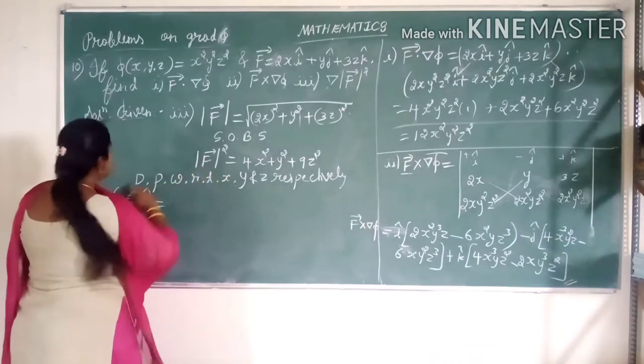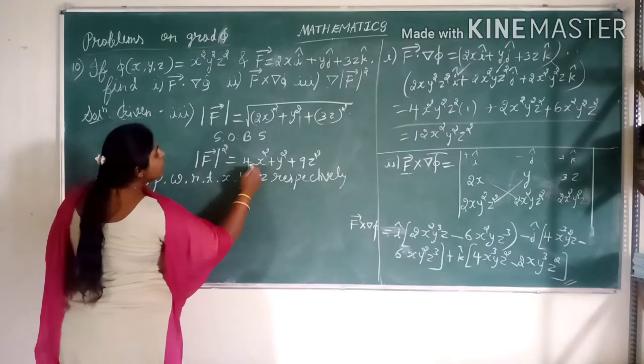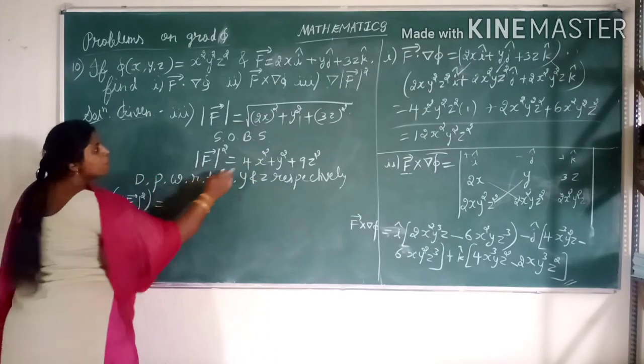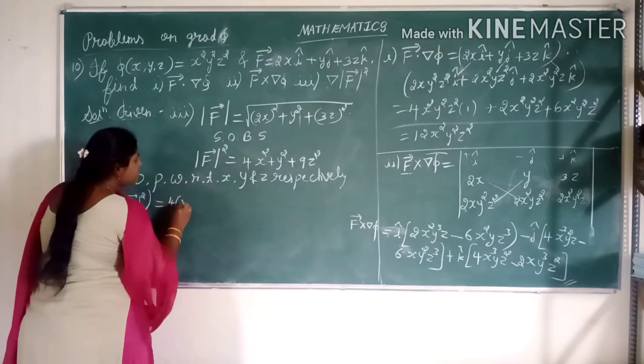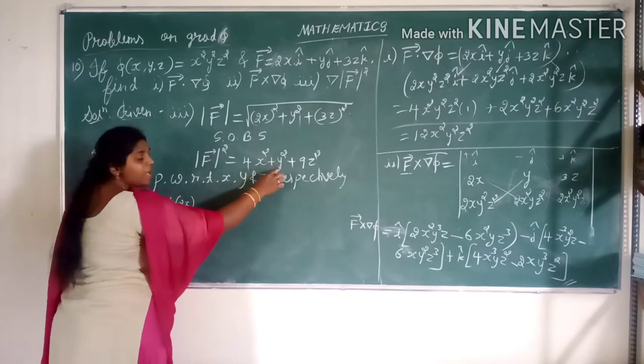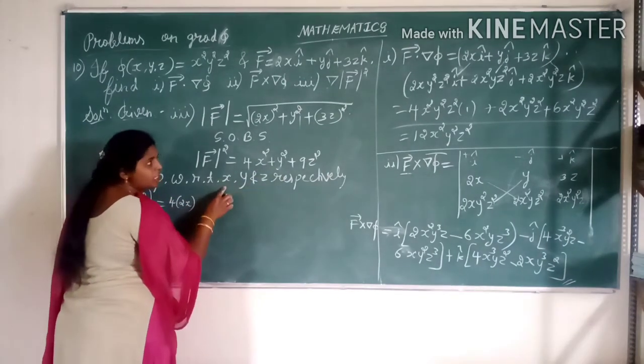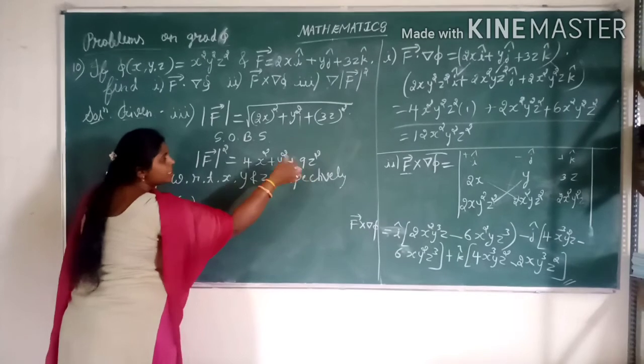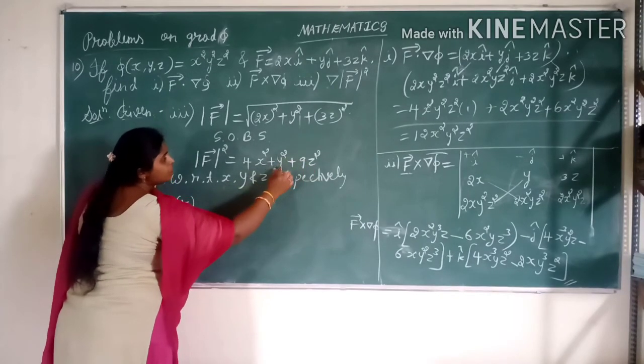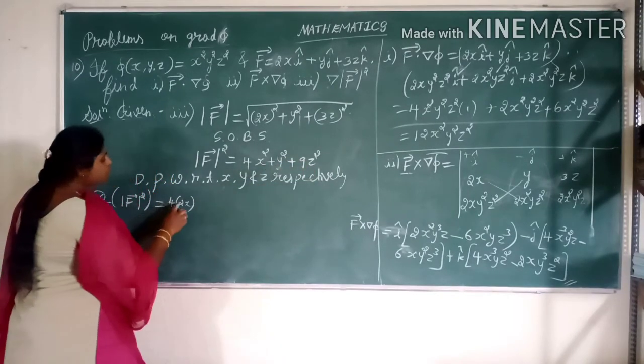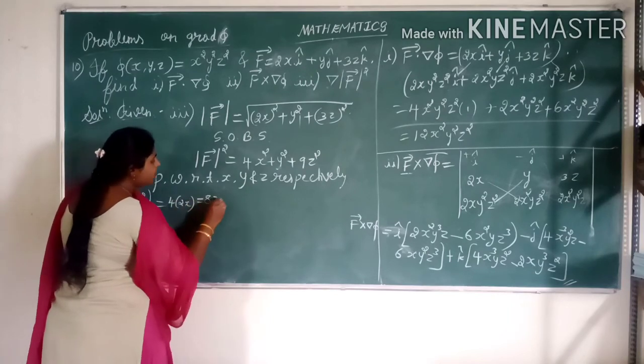That is dou by dou x of this function is equals to differentiation of 4x square is 4 as it is. Differentiation of x square is 2x. That while differentiating with respect to x partially, you take the y and z as constant. The differentiation of constants is 0. These two terms you get the 0. That is 2x into 4 is 8x.